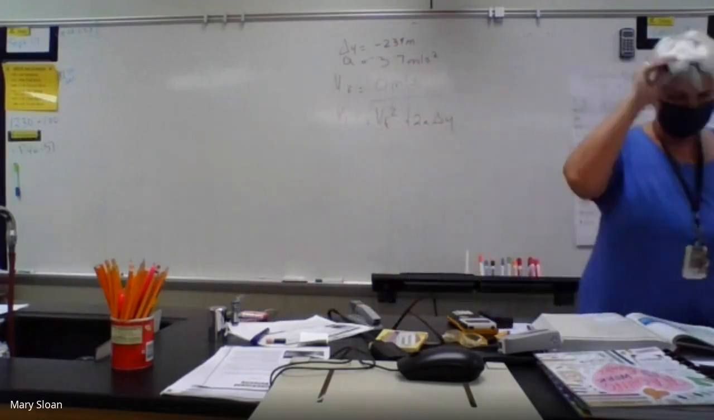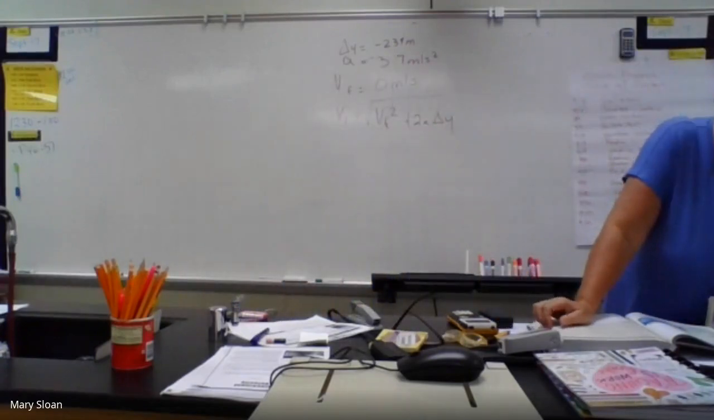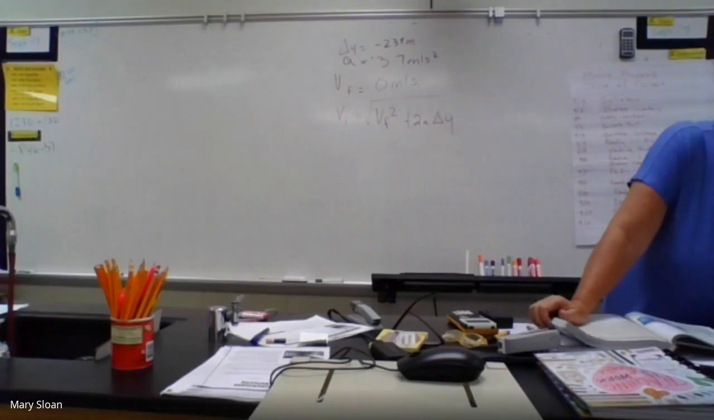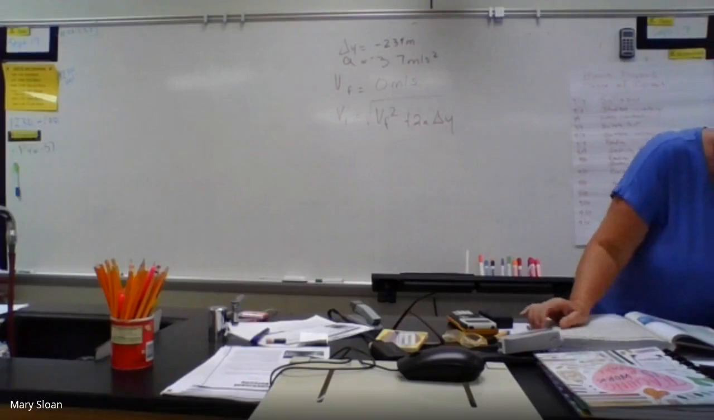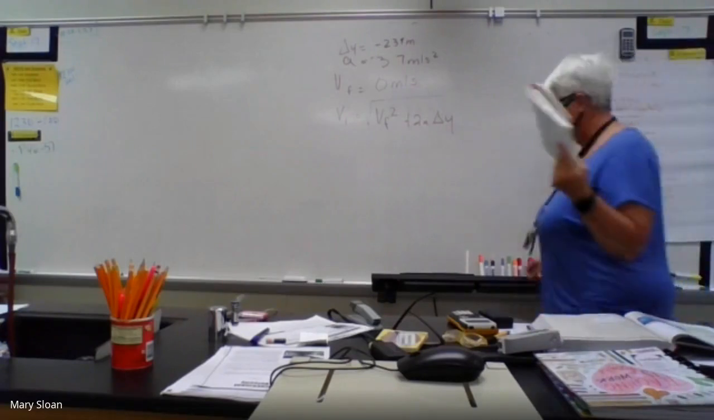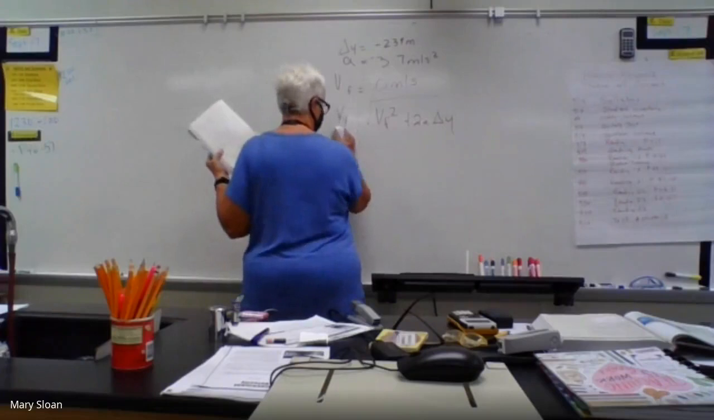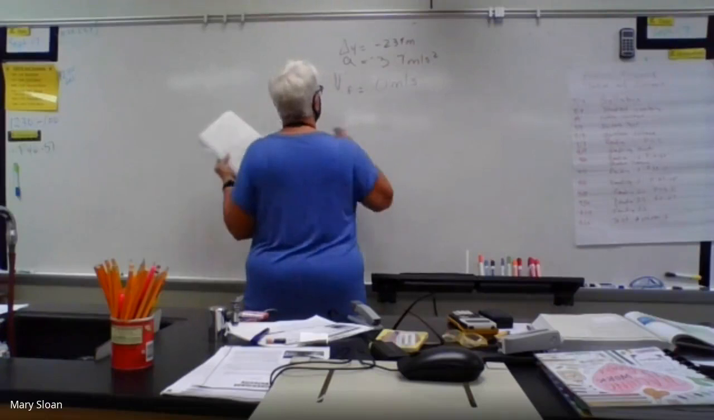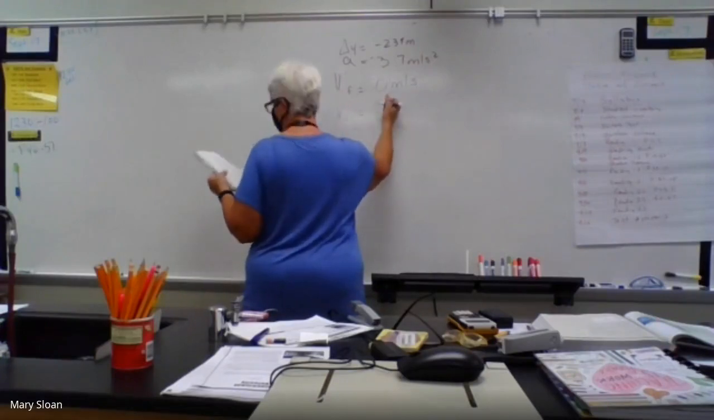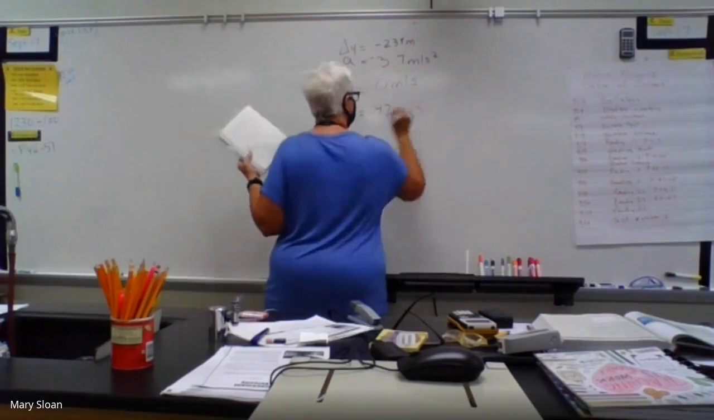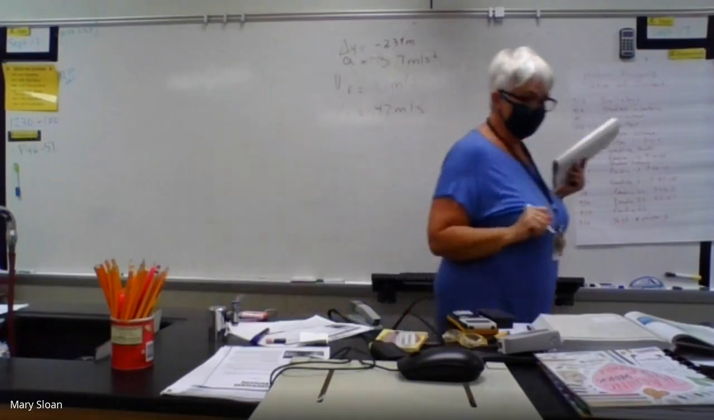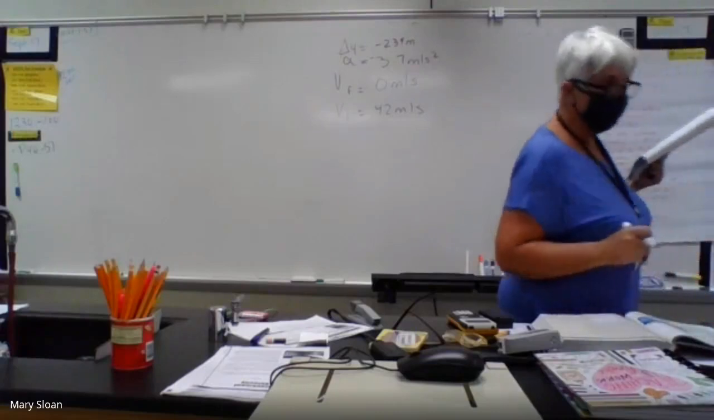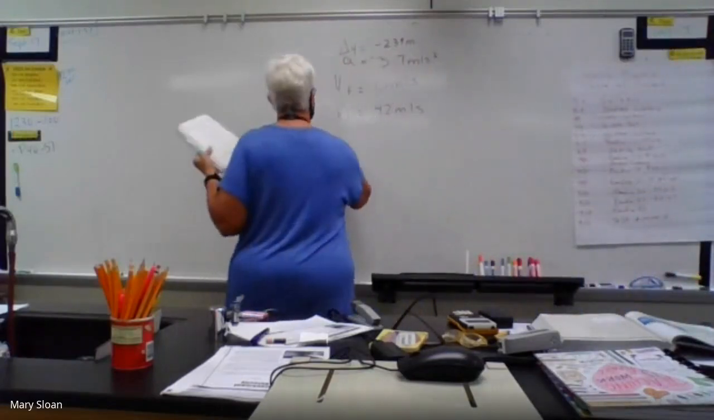B says, find the time required for it to hit the ground. 42 meters per second. Yeah, it's 42 even. So what are we looking for now? Find the time required for it to hit the ground. We're looking for a change in time, right? Yes, ma'am. So our velocity initial, we just said was what again? 42 meters per second. And now we're trying to find the time required, so we're looking for a change in time.